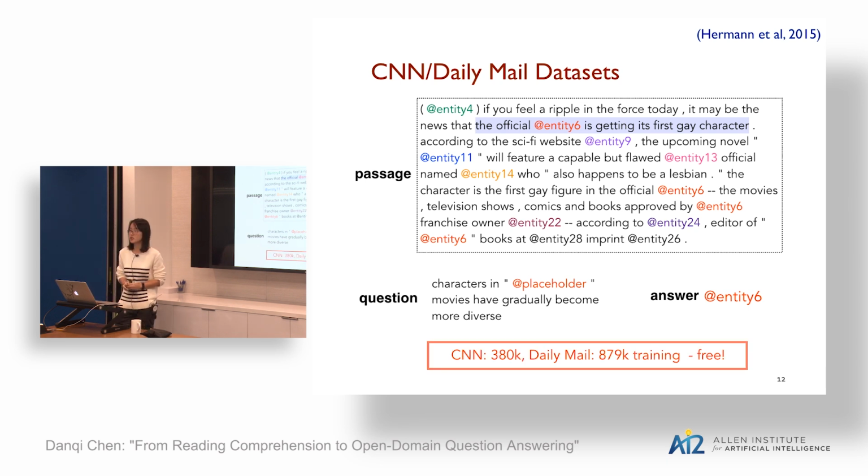A great advantage of this dataset is that you can pretty easily get a lot of training data just by these heuristics. This dataset consists of over 1 million training examples, and you can get this just for free.